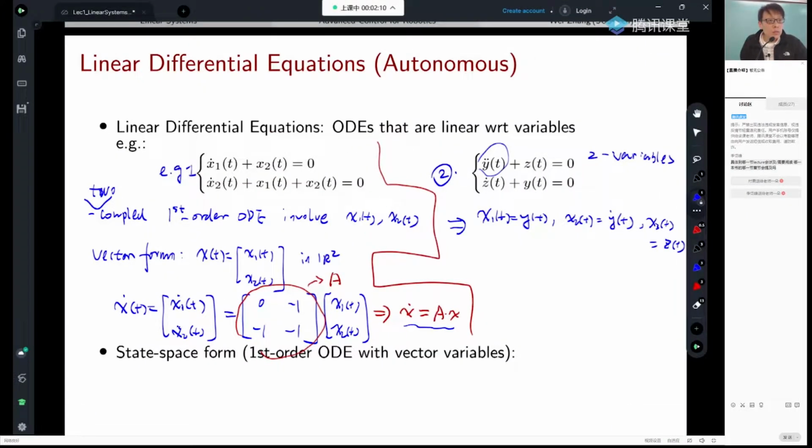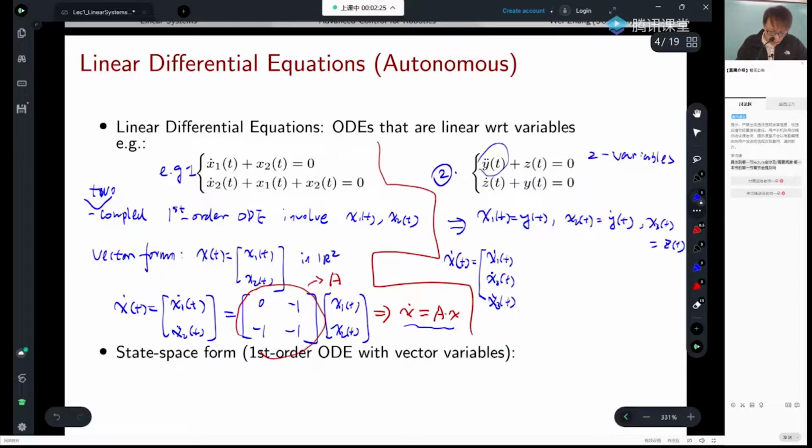Okay, we can introduce a vector which is three-dimensional. I can say x dot t equals x1 dot t, x2 dot t, and x3 dot t. All right, x1 dot t is yt. Yt is y dot, right? Y dot is x2. So if I put them in the matrix vector form for a linear system, I can always do this. For nonlinear, I can't.